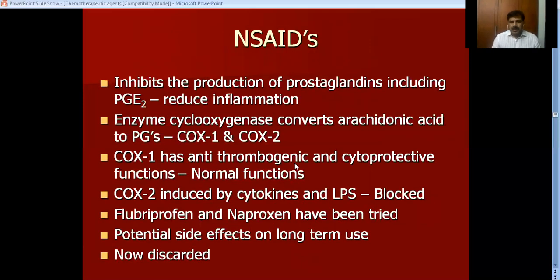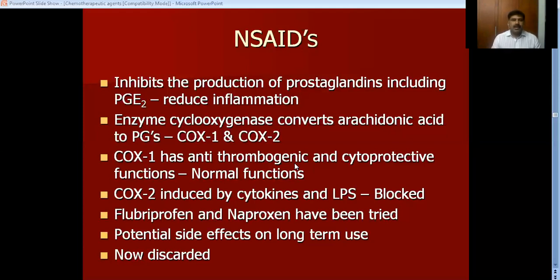Now, what do NSAIDs do? We all know that NSAIDs reduce pain and inflammation. How do they act? They act by reducing the synthesis of prostaglandin. Now, how is prostaglandin formed? Prostaglandin is formed by means of arachidonic acid metabolism. And this arachidonic acid metabolism occurs by means of two pathways, which are known as COX-1 and COX-2.